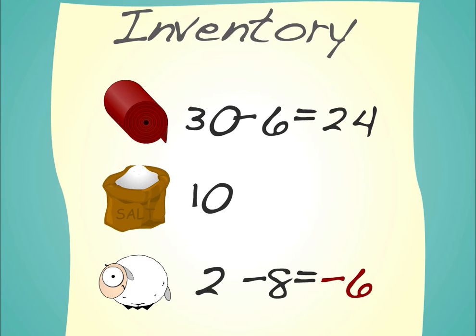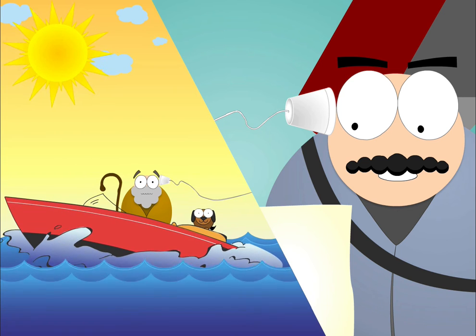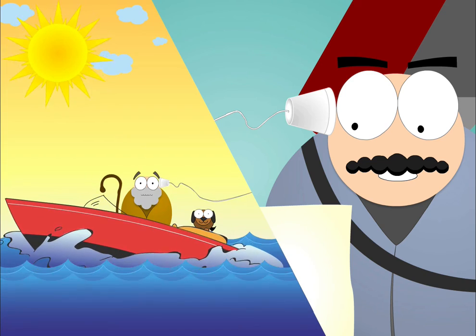-6 sheep? Uh-oh. People created negative numbers for times like this. The minus sign represents a debt or something leaving the inventory. Hi, Abraham. I need some more sheep.